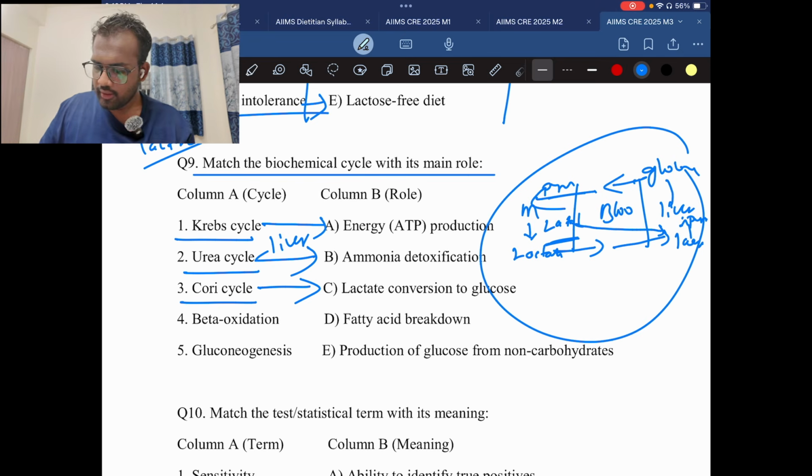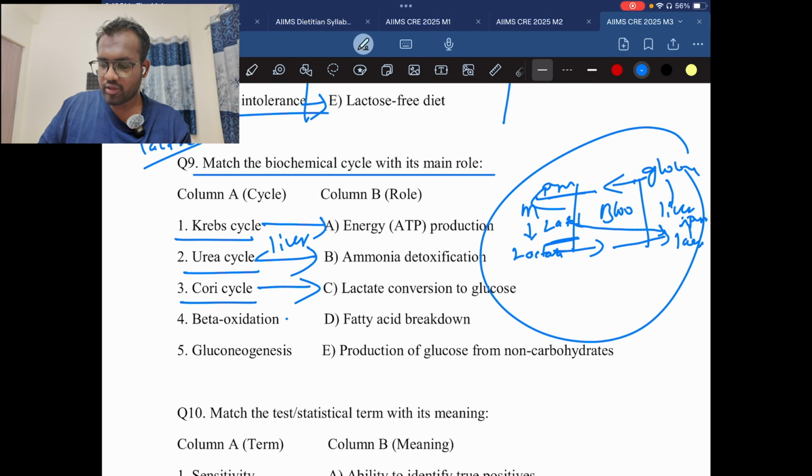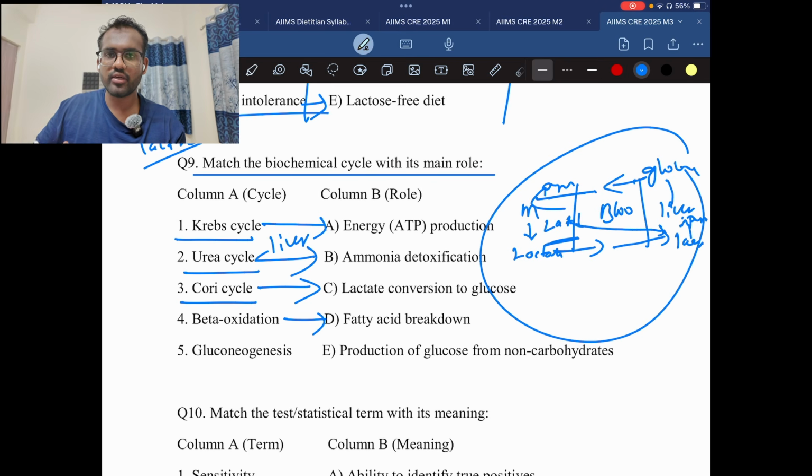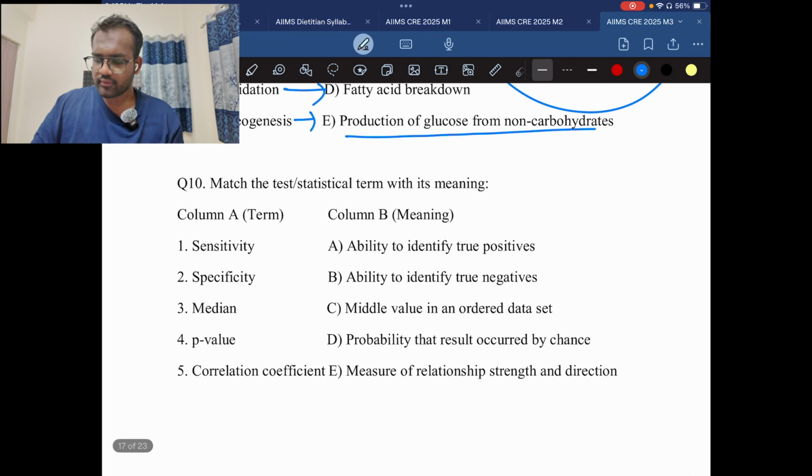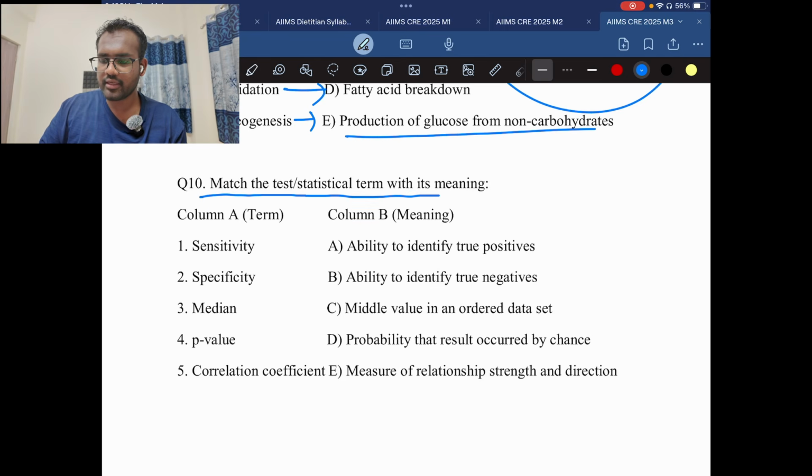That's all. Beta oxidation is fat oxidation, fatty acid breakdown, and gluconeogenesis is the production of glucose from a non-carbohydrate source. So it is gluconeogenesis. Always remember that. Question number 10: match the test statistical terms with their meaning.